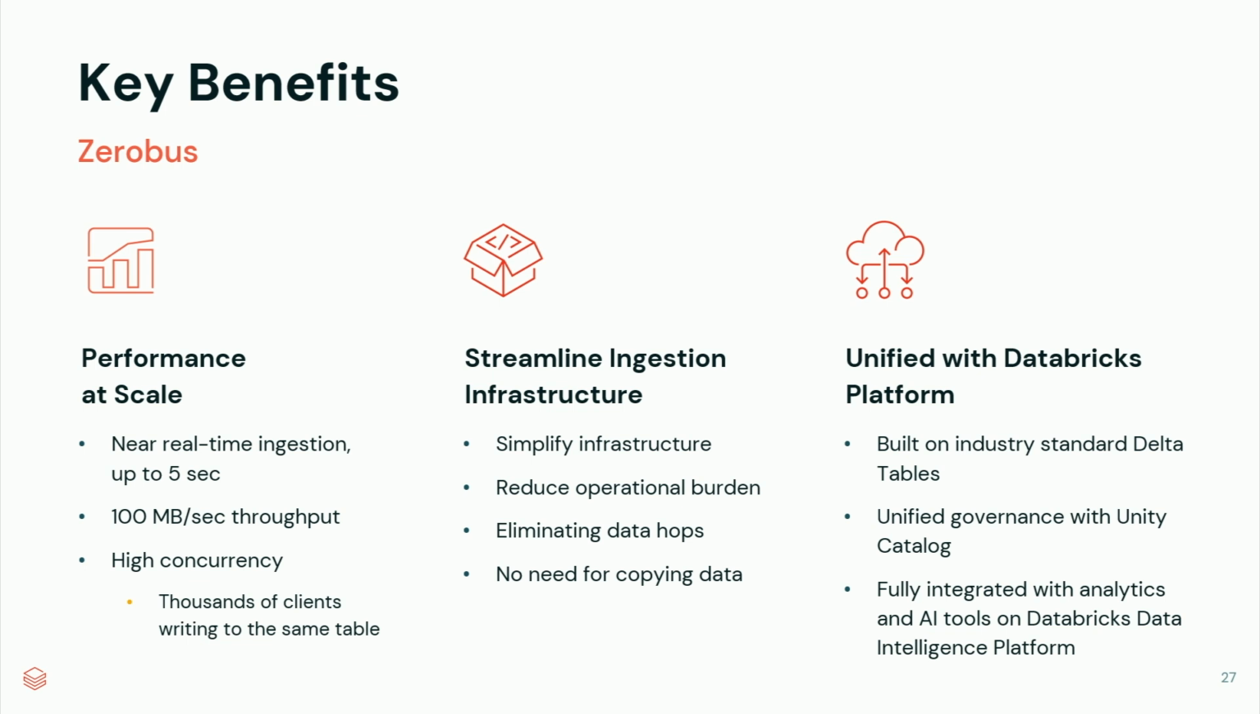This completely streamlines your architecture. We've reduced operational burden. We've eliminated an additional hop that the data had to go through from source to sink. And because we eliminated this extra hop, there is no more data duplication. There's only one source for your data, and that is your Delta table within Databricks. This is all part of the unified Databricks platform, and because we've built this on top of Databricks primitives like Delta, it works seamlessly with the rest of the Databricks platform.